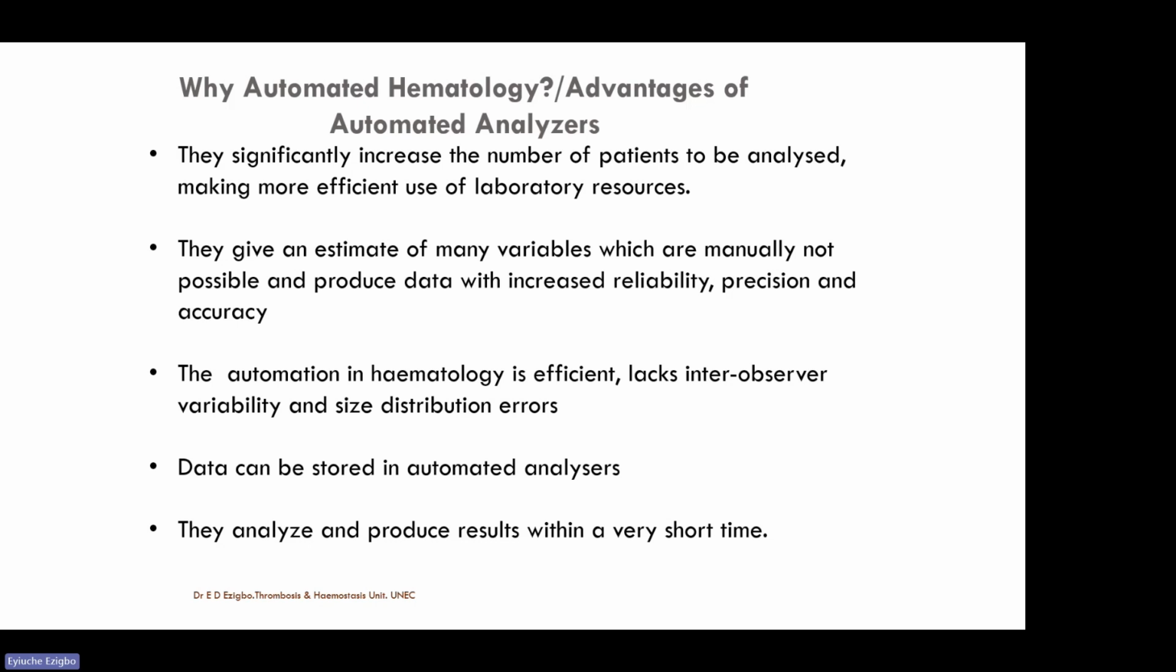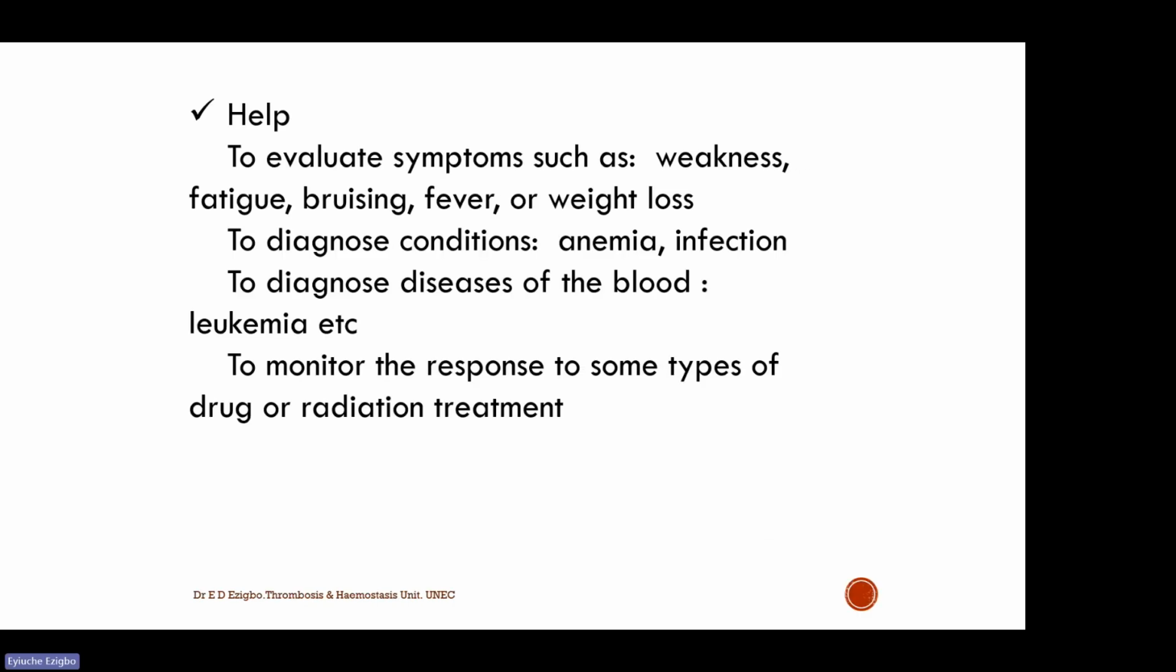So we choose automation in hematology, especially in full blood counts, because the process is more accurate, less time consuming, and also produces a number of parameters which manually will not be achievable. They help to evaluate symptoms such as weakness, fatigue, bruising, that is the output of the result from full blood count. They help to evaluate symptoms of weakness.